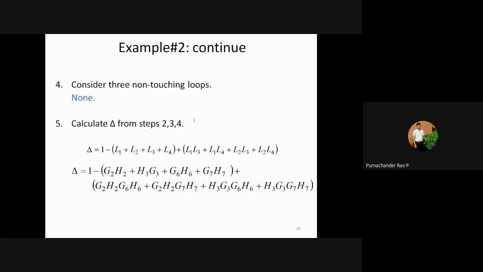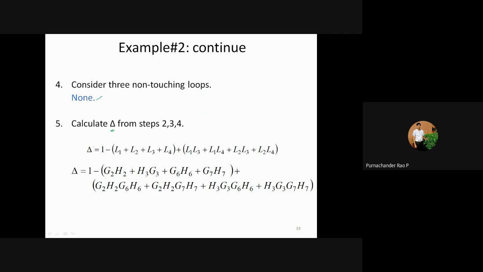No, 3 non-touching loops. Okay, so 3 non-touching loops are none. And next, now using the above steps, we need to calculate delta. So delta is equal to 1 minus (L1 plus L2 plus L3 plus L4). There are 4 loops, and out of these 4 loops, again L1, L3, these are the 2 non-touching loops.